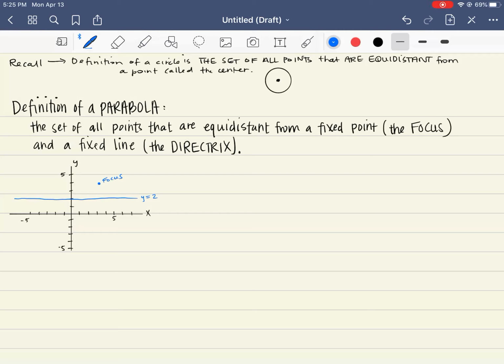Now, if I'm trying to draw a parabola in relation to the focus and the directrix, the parabola is the set of all points that are equidistant from those two things. So, for example, if I want to draw a point that's equidistant from those two things, maybe I would come right here at 3, 3. Notice the focus is 1 unit above, and the directrix is 1 unit below. You can see that that distance is 1, and the distance below is also 1. So that is equidistant.